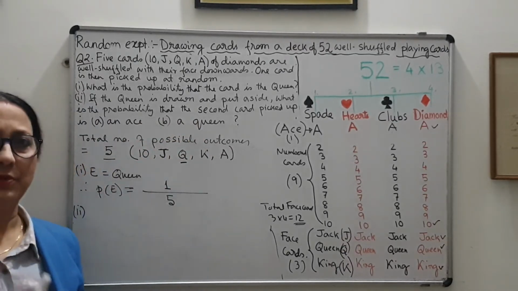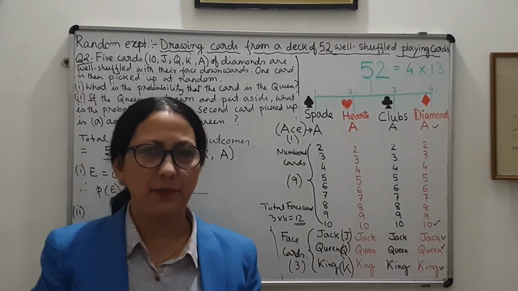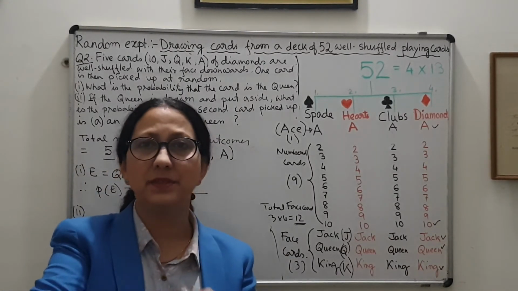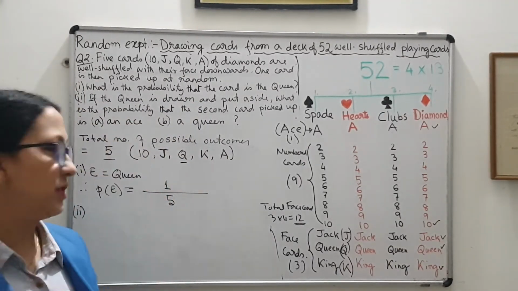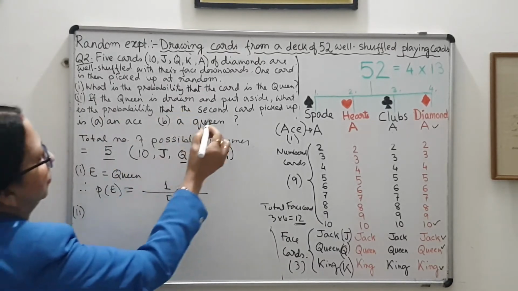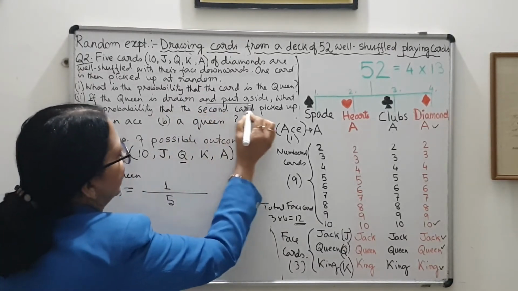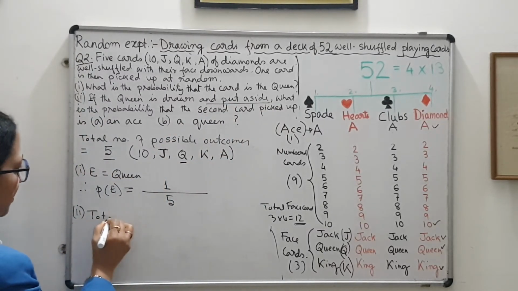So suppose the first card I picked up was Queen and I kept it aside, then I have to find out the probability that when I pick up the second card, that should be an Ace. That is the question. So in the second part, since the Queen is put aside, the total number of possible outcomes will be different now.